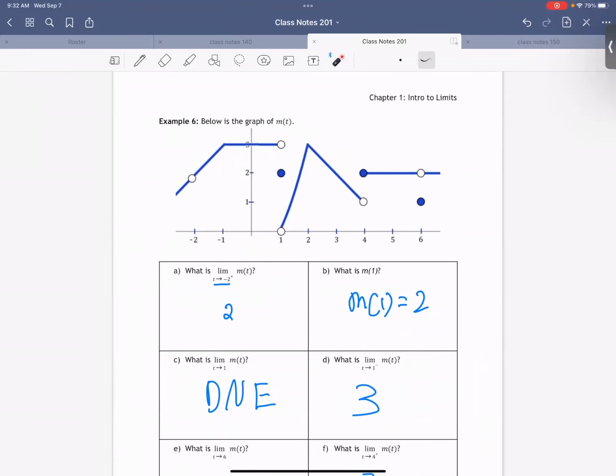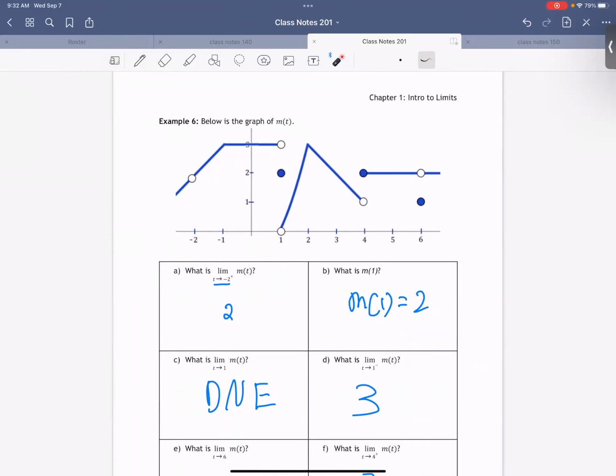Okay, so when you're given a two-sided limit, you're trying to solve it graphically. Ask yourself what the limit is from the left. Ask yourself what the limit is from the right. If they don't match, the limit doesn't exist. Okay, nice job there.